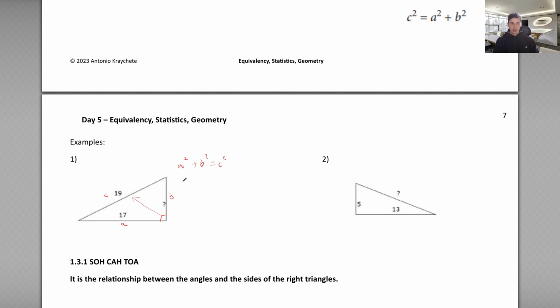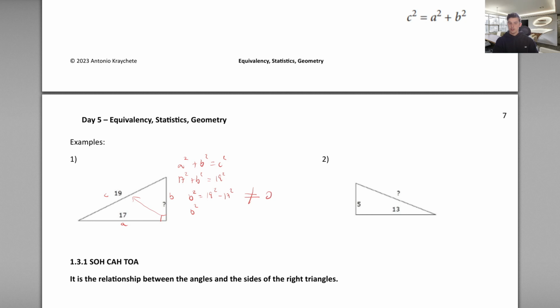We know that 17 squared plus B squared equals 19 squared. So B squared equals, subtracting 17 squared from both sides, 19 squared minus 17 squared. Let's do this calculation in the calculator. 19 squared minus 17 squared. And again, let me make it clear using the rules of exponents.